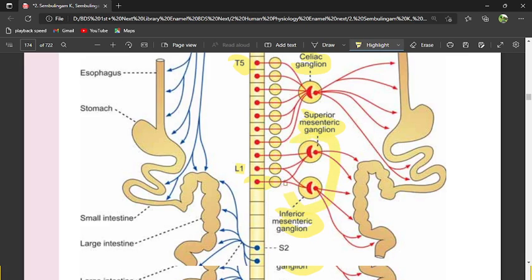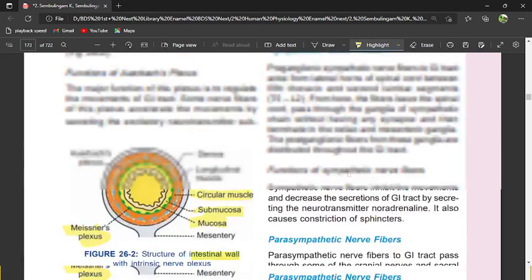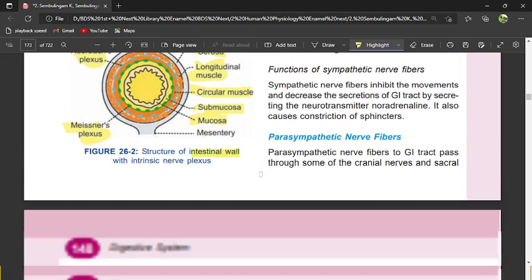Mesenteric ganglia are actually considered as a single unit. You know why Sembulingam had told like that? Because you can see here the pink lines, they are collaborating with each other. They are together. One branch they are passing towards your colon directly. Ascending colon and transverse colon both they are getting common, right? So what is the function? The function of this is movement: they inhibit the movements and they decrease the secretion of the GI tract by the neurotransmitter noradrenaline also.